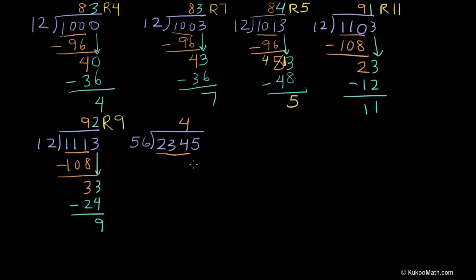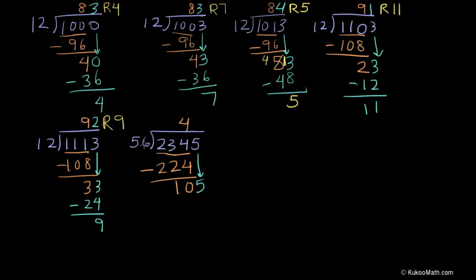So 6 times 4 is 24. We carry the 2. 5 times 4 is 20, plus the 2 that we carried over is 22. And it did work. So now we subtract. 234 minus 224 is 10. Next step is to bring down the 5. And we have 105. Now we're trying to see how many times we can fit 56 into 105.